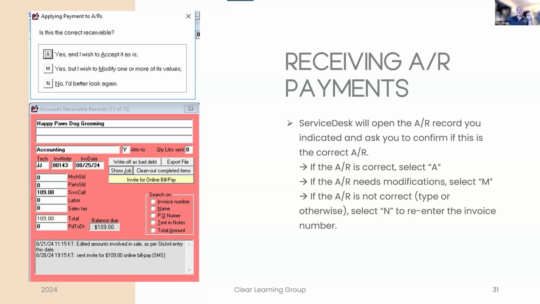But if you were going to modify this right here on the fly, you would click here on the option M, and then edit this information, save this accounts receivable record, and then move forward with applying funds to this particular record. And then, of course, the last option there is no, I'd better look again. And that would be if we typoed the invoice number or somehow pulled up the wrong one.